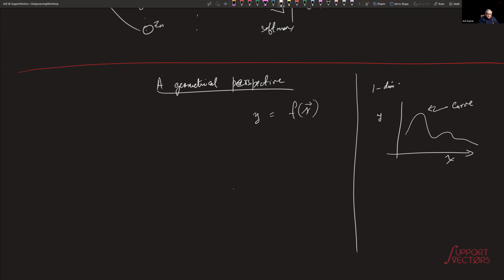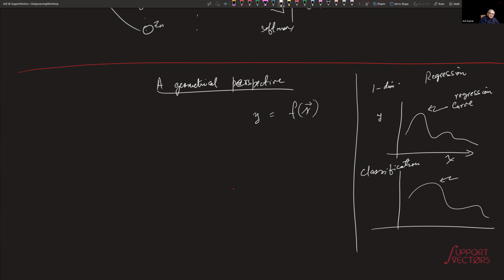Now, furthermore, let us impose that if you make smooth and continuous curves, then this is regression. In 1D, what is classification? It could be again this curve, except that this is a decision boundary. This is the regression curve, and the same thing for classification. This happens to be the decision boundary.